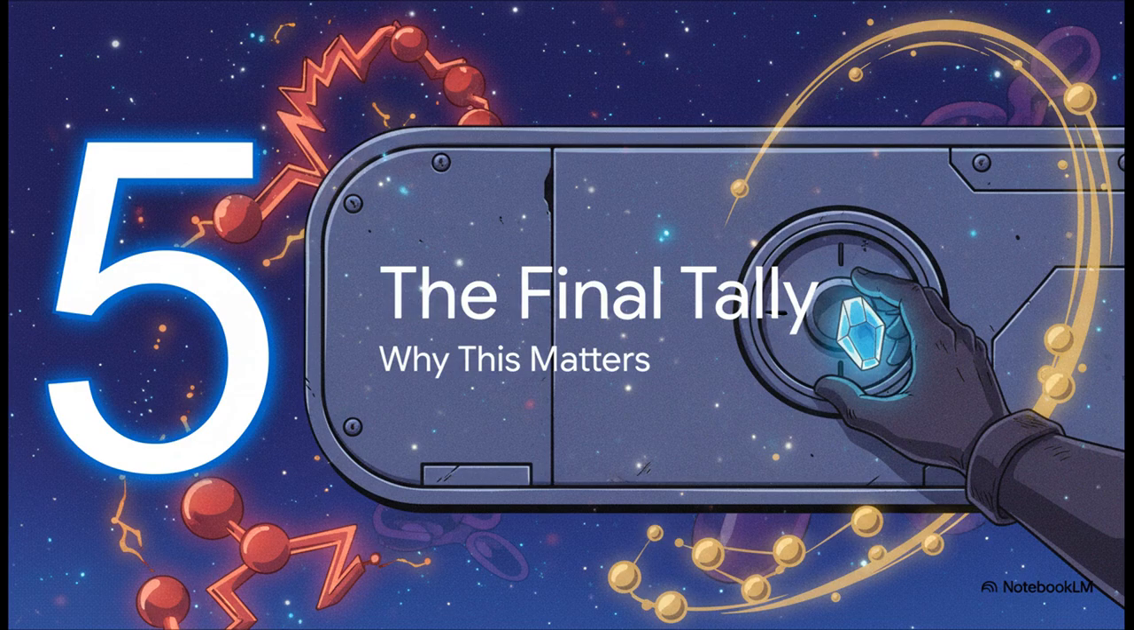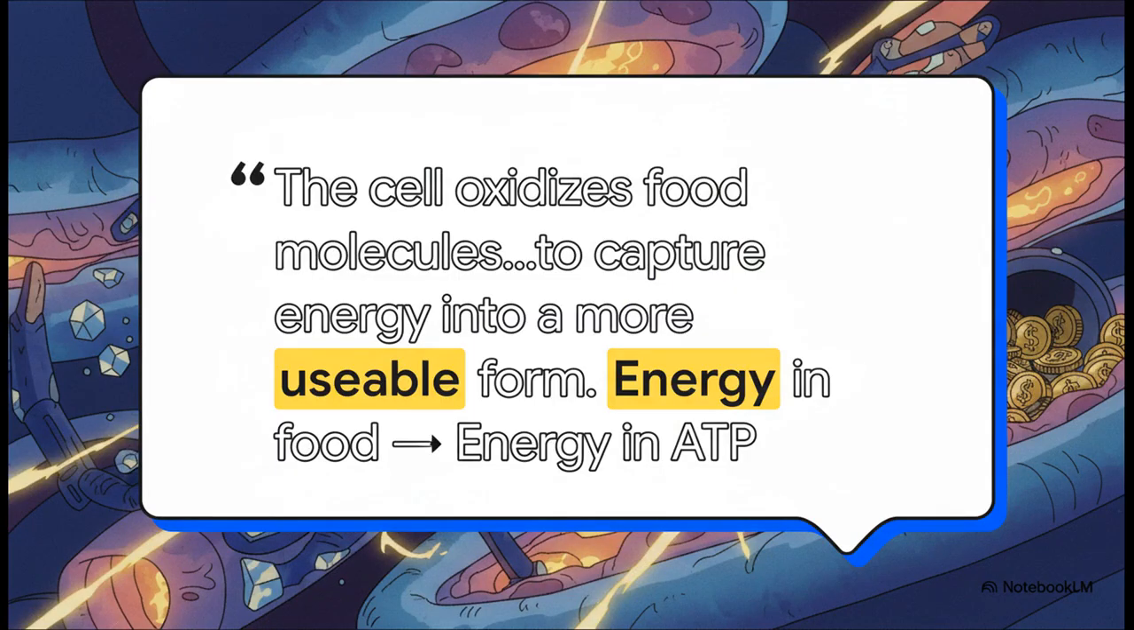Okay, so let's zoom out for a second and look at the whole operation. We just followed a single sugar molecule through this really complex four-stage heist, all to extract its energy. So what's the big takeaway here? What really matters? When you boil it all down, this entire intricate process, this beautiful cellular heist, it's really about one simple, but incredibly profound transformation. It's about converting the potential chemical energy that's locked away in the bonds of your food into the immediately usable kinetic energy of ATP that powers every single moment of your life.